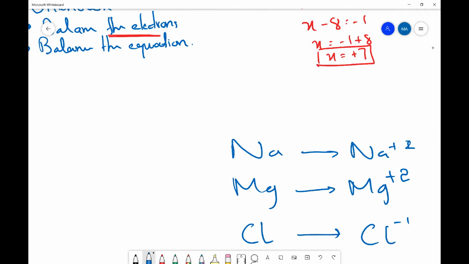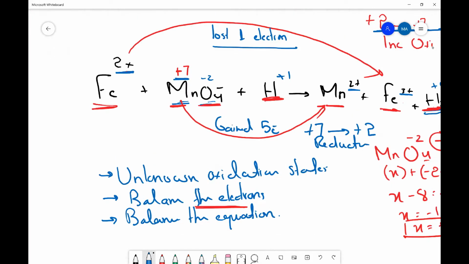The fact here is that upon loss of electrons, the oxidation state increases, and upon gain of electrons, the oxidation state decreases. The iron over here was losing electrons, it lost 1 electron, so its oxidation state increased by 1, from +2 to +3. Manganese over here gained 5 electrons, so its oxidation state decreased by 5. So the oxidation states work exactly the opposite of the loss and gain of electrons. I hope you're getting this.